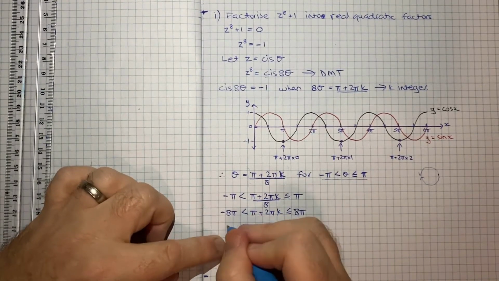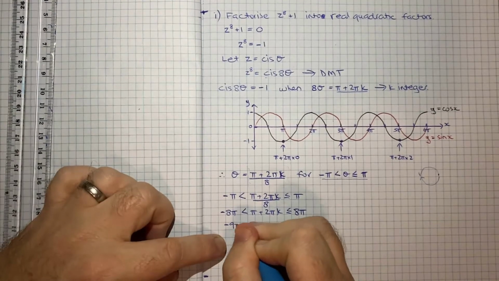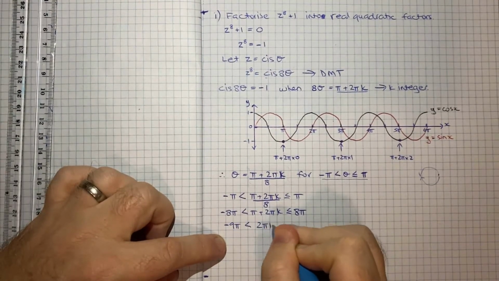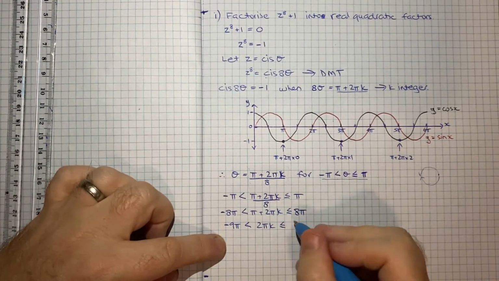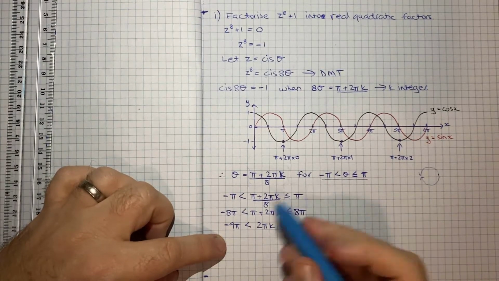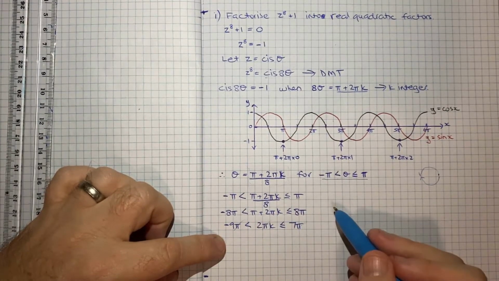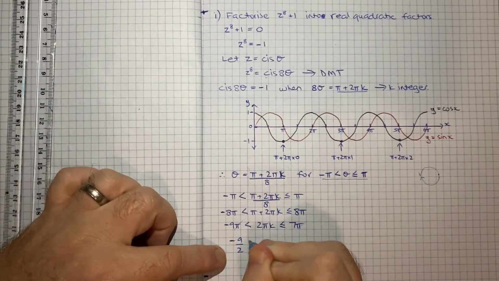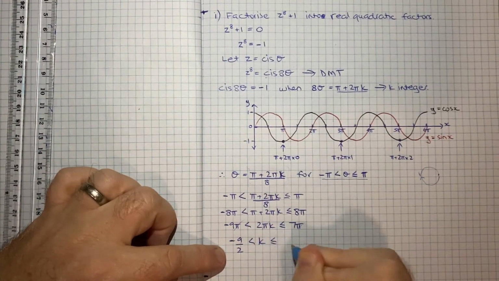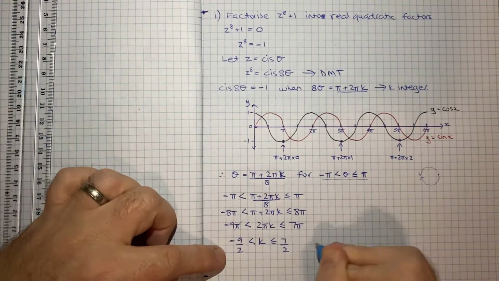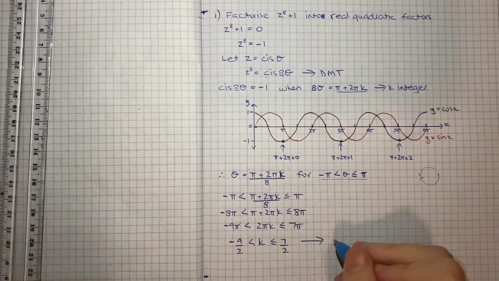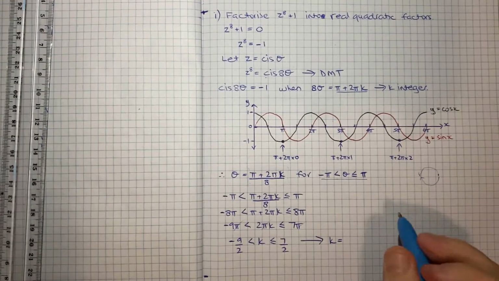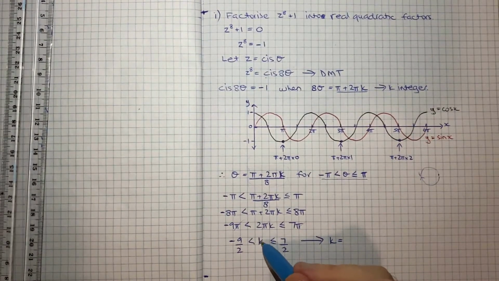-8 pi minus pi would be -9 pi less than 2 pi k less than or equal to 8 minus 1 is 7 pi. And then all of these pi's can cancel. And I can bring the 2 down and we'll get -9 on 2 less than k less than or equal to 7 on 2. And what that means is k needs to be an integer.